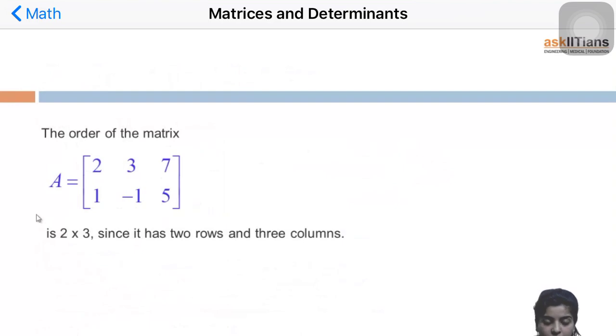Now I have an example for the order of a matrix. We have a matrix A of this form. This is the first row, this is the second row. So whenever you need to compute the order of the matrix, what you need to do is just count the number of rows and write it like this: number of rows by number of columns. So here we have 2 rows and 3 columns, so the order becomes 2 cross 3. In fact, if you need to find out the number of elements in a matrix, then just multiply these two, this gives 6. So there are 6 elements in the matrix A.